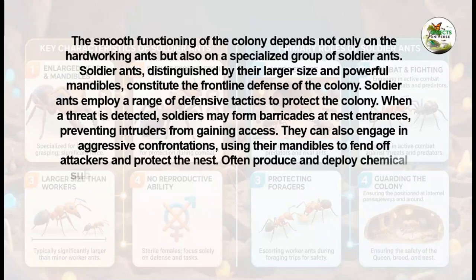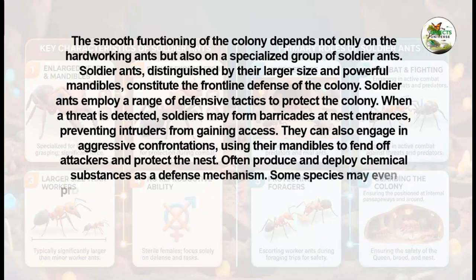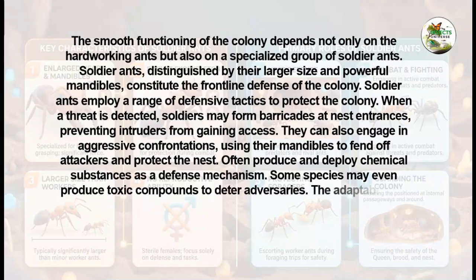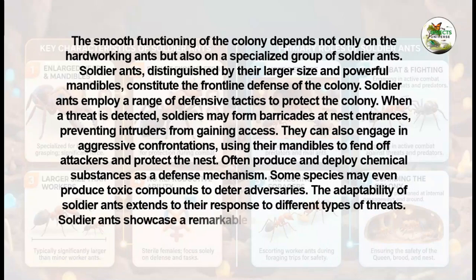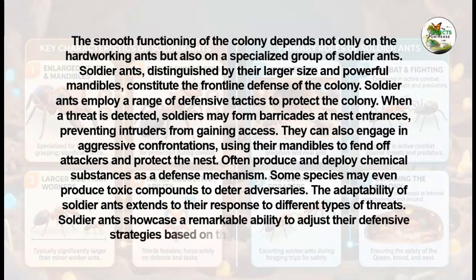Some also produce and deploy chemical substances as a defense mechanism. Some species may even produce toxic compounds to deter adversaries. The adaptability of soldier ants extends to their response to different types of threats. Soldier ants showcase a remarkable ability to adjust their defensive strategies based on the nature of the adversary.